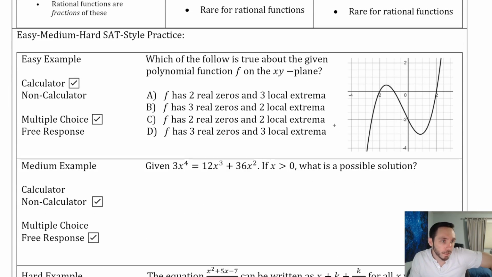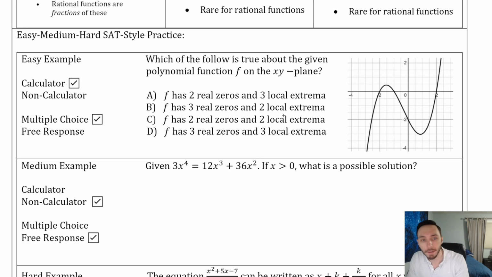Okay, so looking at the easy example, sure, we can use a calculator, but we're not going to actually need it. Which of the following is true about the given polynomial f on the xy plane? So take a look at this function we're provided. It looks like they're playing around with the number of real zeros we have and the number of local extrema, being maximums and minimums in a local setting. So I see that this is how I actually want to handle this.